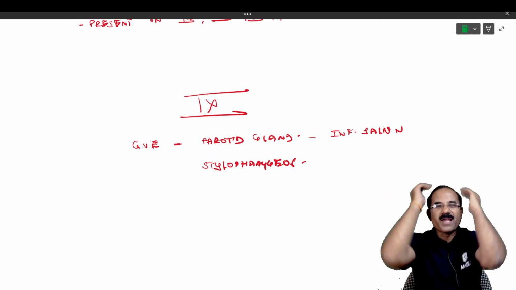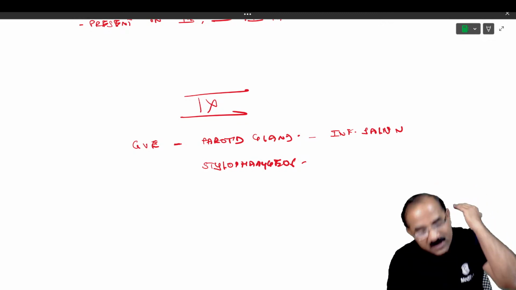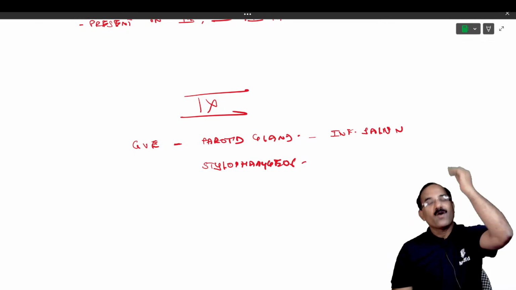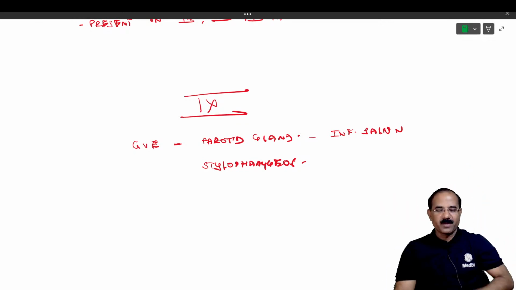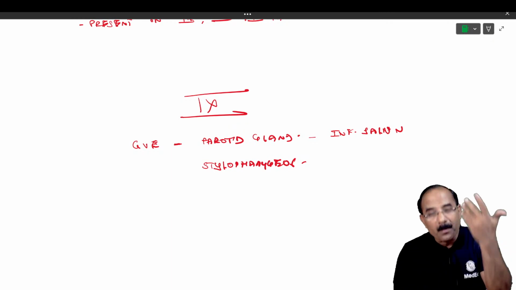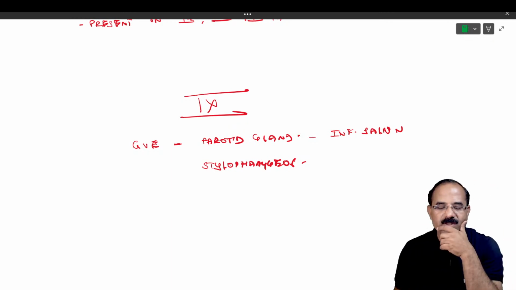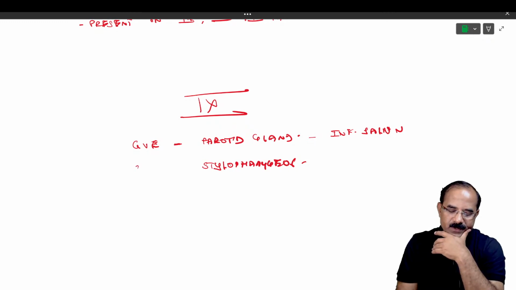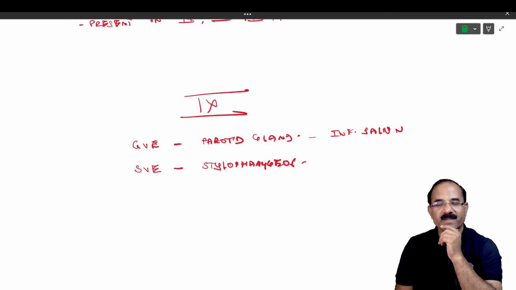Students, to supply the muscle of the third arch, what is the name of the nucleus of the glossopharyngeal nerve? Come on. To supply the muscle of the third arch, what is the name? I mean, what is the component of the glossopharyngeal nerve? What is that component? That's the special visceral efferent.